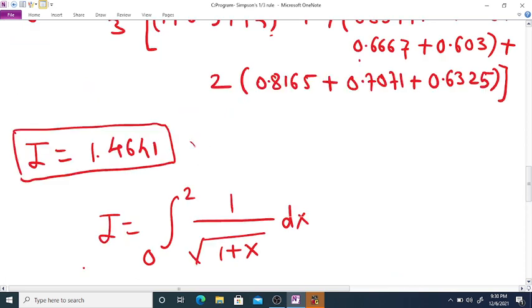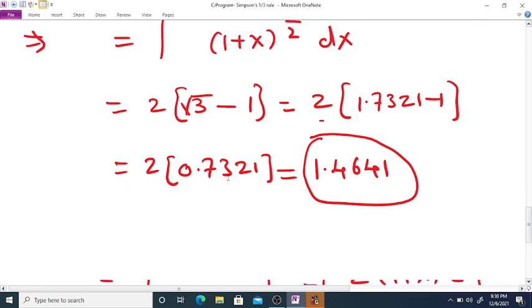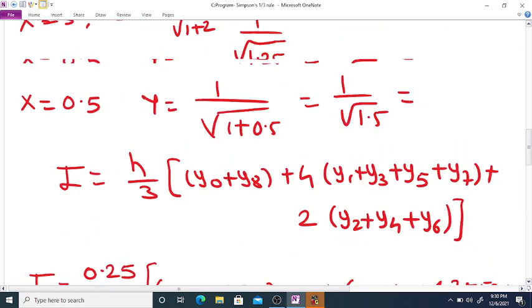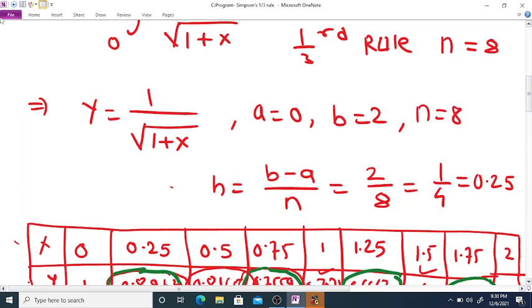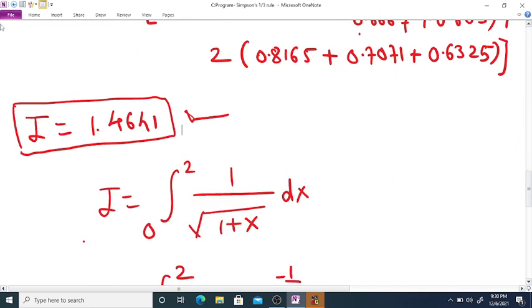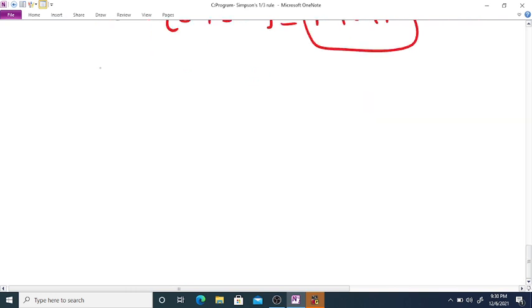So you can see here, this is the exact value of the integration, and this is the calculated value of the integration. You can see that both the calculated and exact values are correct up to 4 decimal places. So this is the Simpson 1/3 rule to evaluate an integration of the type a to b f of x dx. Now we are going to write a C code to evaluate an integration by using Simpson 1/3 rule.